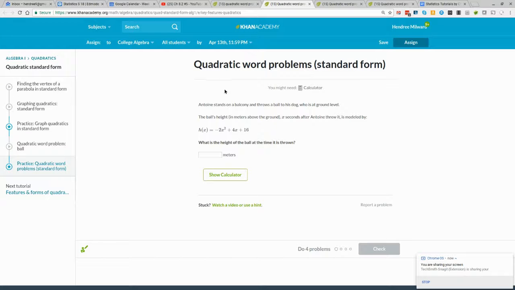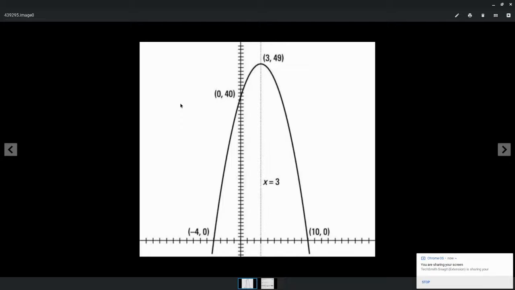Okay, this is a quadratic word problem, and it's giving you the height of the ball x seconds after Antoine threw it. This is the function for it, and it's asking what is the height of the ball at the time it is thrown. Think about this: what point are they going for here? It's definitely not the vertex. The vertex always is coded with maximum or minimum type language. It just wants to know at the time it's thrown.